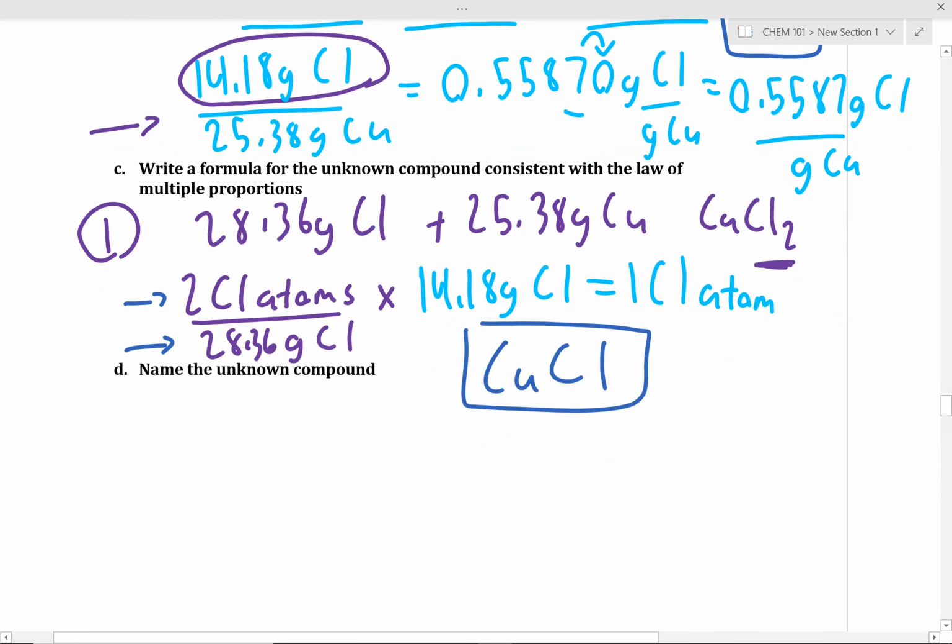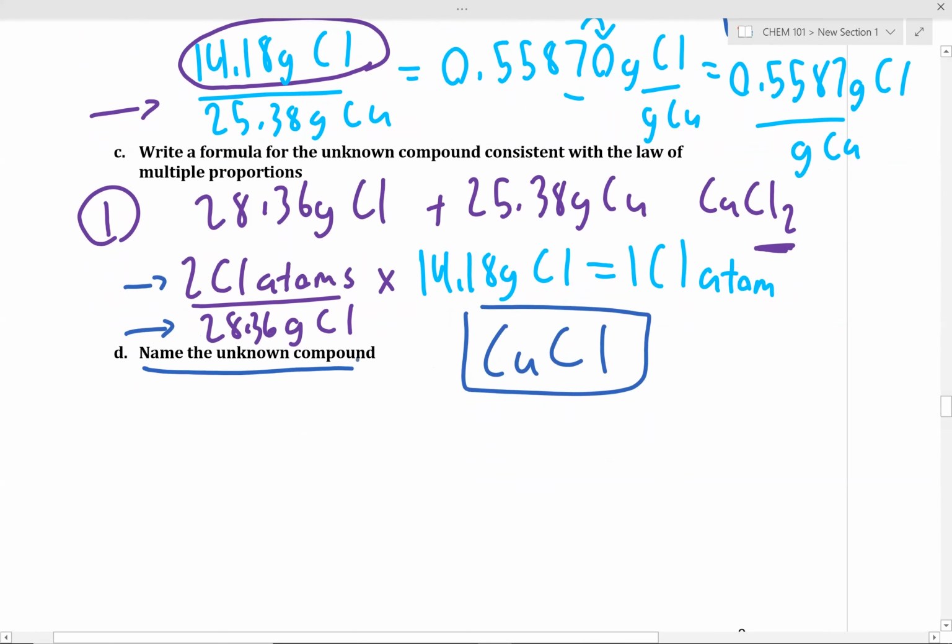So let's now name the unknown compound. CuCl. So figuring out that copper, what's so special about copper? What's something that we need to look out for with copper? Transition metal. So what do we need to figure out? The charge. So let's reverse cross the subscripts to the charge, and that gives us Cu plus and Cl minus.